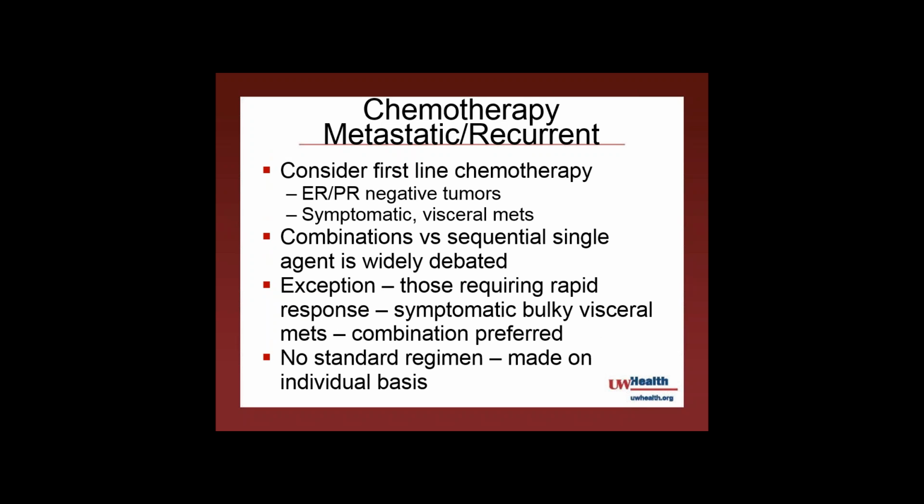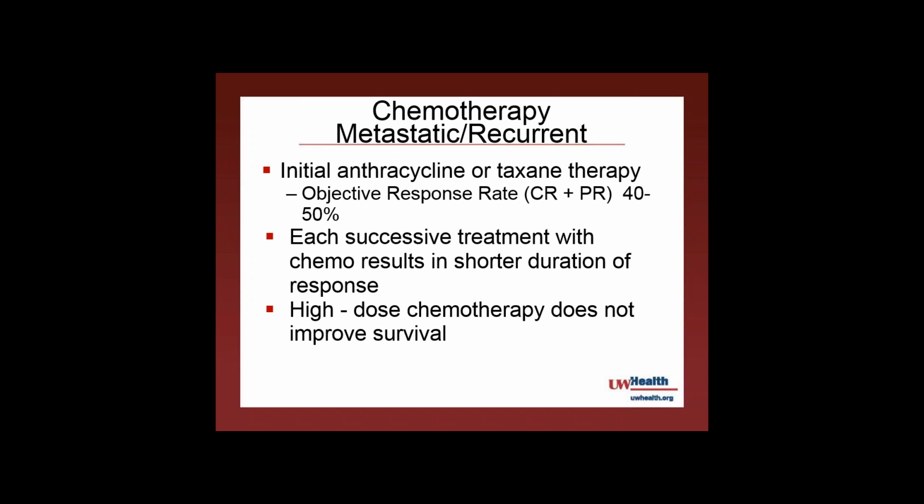And now, for people that have symptomatic visceral organ mets, you should probably use combination chemotherapy. A combination is preferred. There is no standard regimen, and they're made on an individual basis with the provider's preference and the patient's suitability. When you use an initial anthracycline or taxane therapy in the metastatic or recurrent setting, the objective response rate, the complete response and the partial response summed, is 40 to 50%.